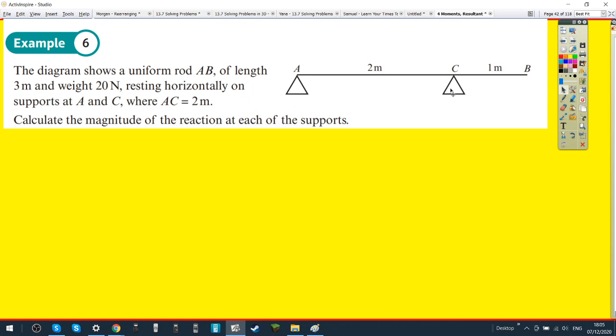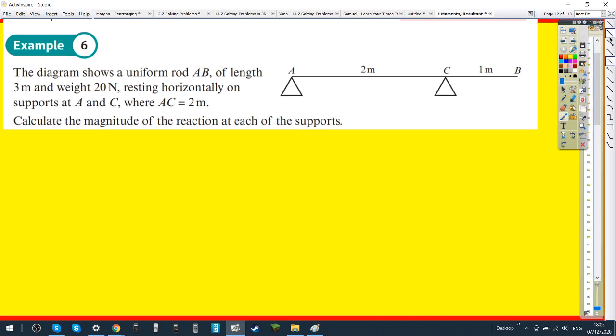Where's my pen gone? Oh, I think my little pen is... is it in the kitchen or something? Hang on.